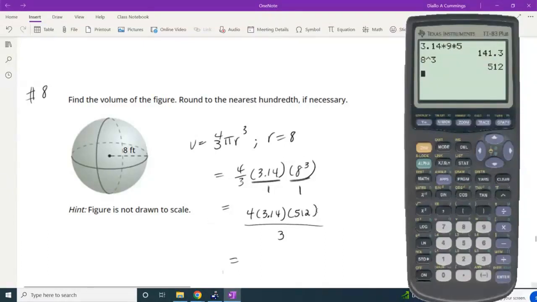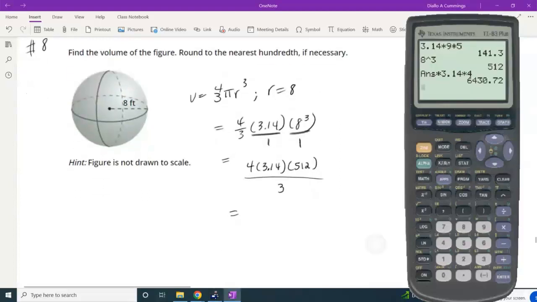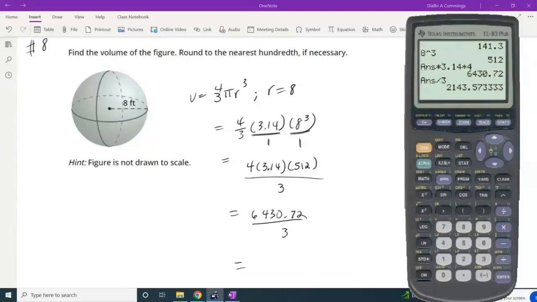I'm going to simplify my numerator. So I'm going to multiply 512 times 3.14 times 4. And we get 6,430.72 divided by 3. And now I'm going to divide by 3. And we get 2,143.57 cubic feet.